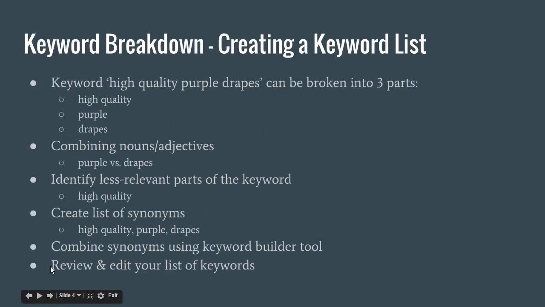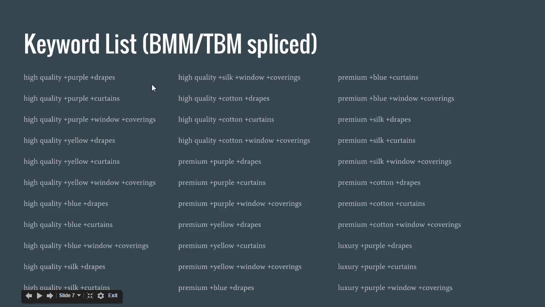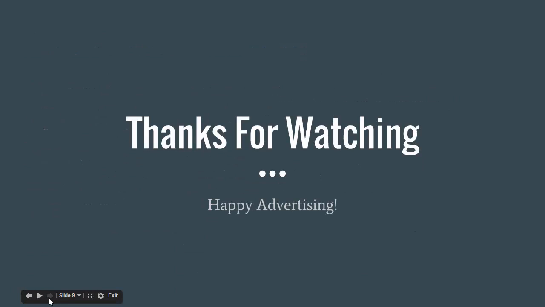Once we have that list, always make sure you review, edit and read your list of keywords. I guarantee that when you use a keyword builder tool and create a massive list of keywords like this one here, there's going to be some keywords where, when you look at them a second time or a third time, you think, that doesn't really make sense to me. So make sure you reread back through all your keywords. Check your list twice and make sure that it looks all good.